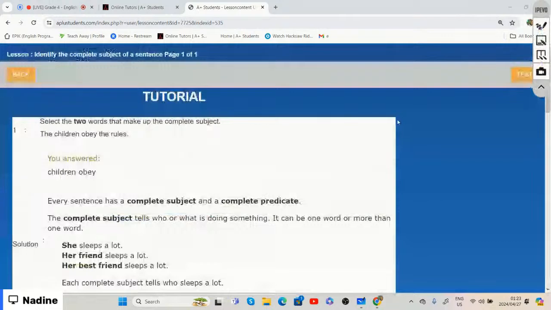All right. So once again, we see the complete subject tells us either who or what is doing something. It can be either one word or more than one word. All right, so let's go to our test.